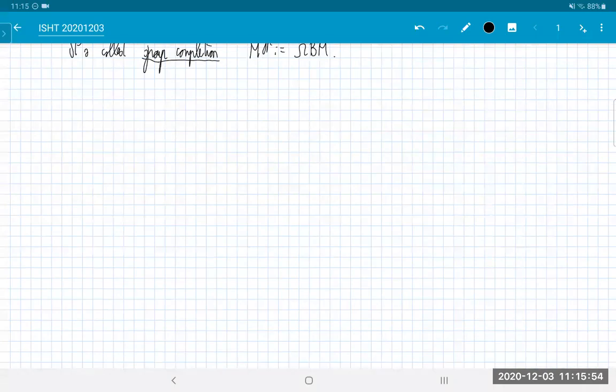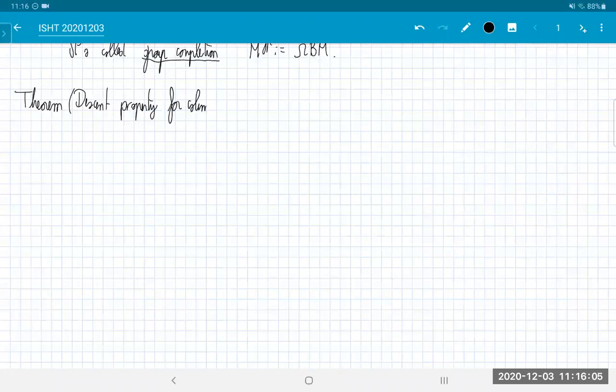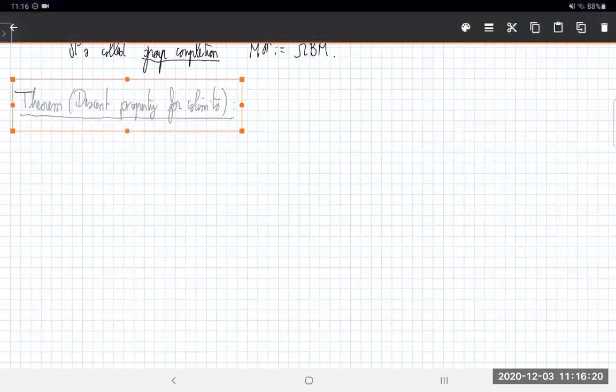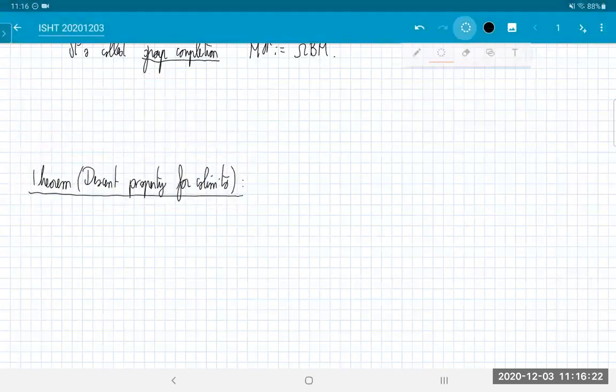So we put a different theorem: descent property for colimits. And okay, perhaps that's not the most intuitive way of phrasing this property, but it is the way we will use it. So actually, sorry, I need a definition before stating this descent property. So let me say definition.